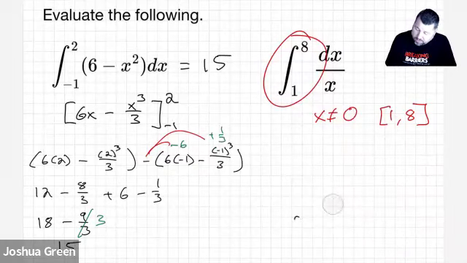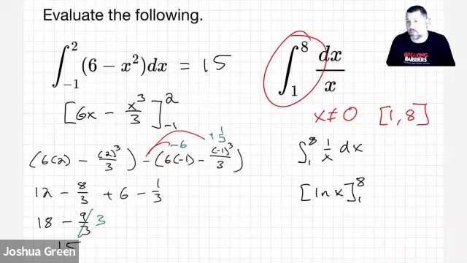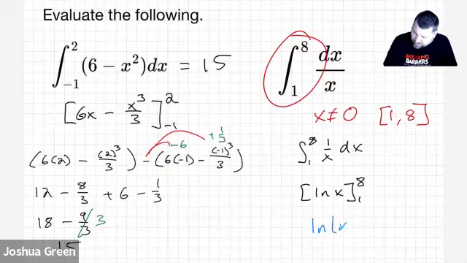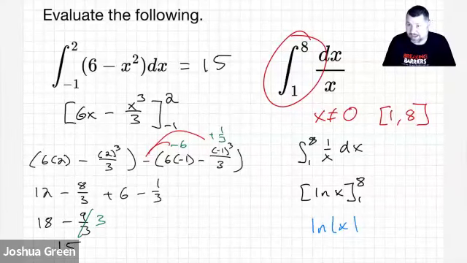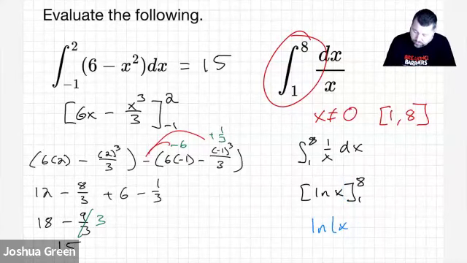Now for this problem, what I'm going to get from that is this right here. If I need to, I can rewrite it, but that's going to be the natural log of x from 1 to 8. Technically it should be the absolute value of x, because with natural log we don't want negatives in there at all. But we've already confirmed we're dealing with positive values when we plug in, so we don't need to worry about the absolute value.